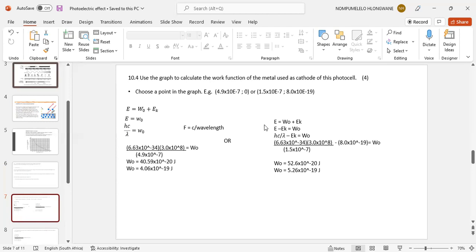So using the same formula, you work around it and make work function the subject of the formula. Substitute f, and then substitute your variables here. Here is the speed of light, 3 times 10 to the power of 8, and your wavelength and your kinetic energy of photoelectron. It will give you this answer. Either of these answers is correct. Then we go to the next question.